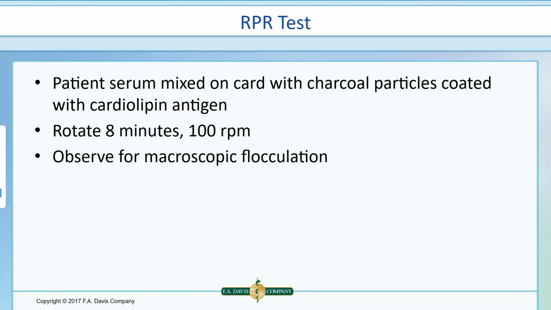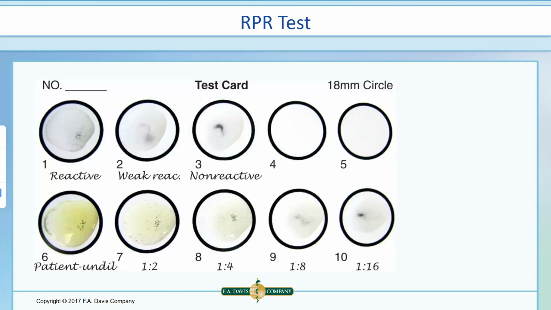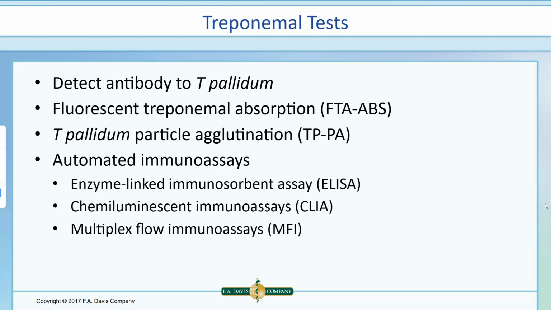Treponemal tests. So non-treponemal means you're not actually testing for the organism; the organism isn't actually present. You're just doing immunological testing to see if they've been exposed to it. Treponemal means that the organism is present, and that usually can only be found in really early samples from that canker. You detect the antibody to T. pallidum: fluorescent treponemal antibody absorption test, T. pallidum particle agglutination, automated immunoassays like the ELISA, the chemiluminescent immunoassays, or the multiplexed flow immunoassays.